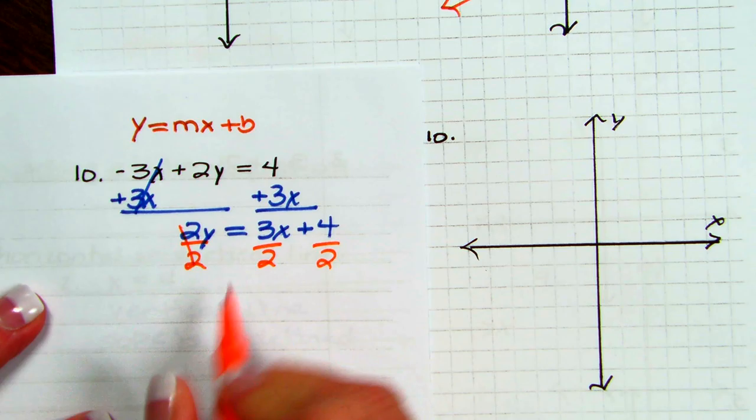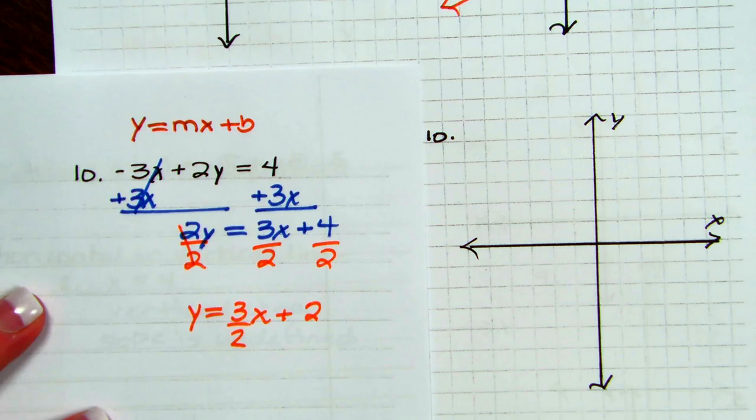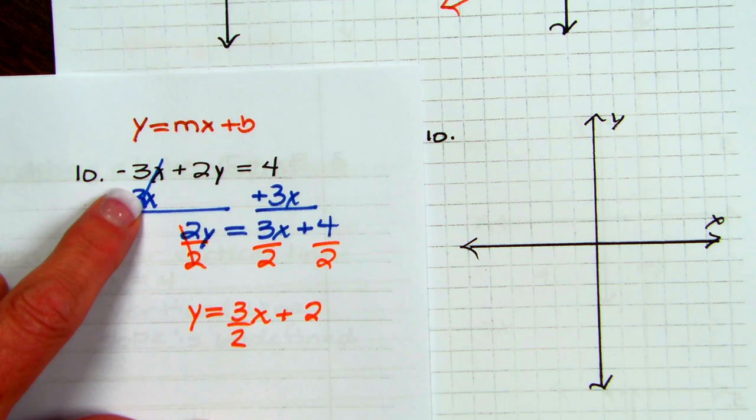Those add out. We're going to drop down the 2 times y. And then remember, we're going to write it kind of backwards because we want it to be mx plus b. So that would be 3x, and that's a positive 4. And so you have 2 times y equals 3x plus 4. So now you're going to divide everything by 2. That cancels, and you're going to have y equals 3 halves times x, and then 4 divided by 2 is 2.